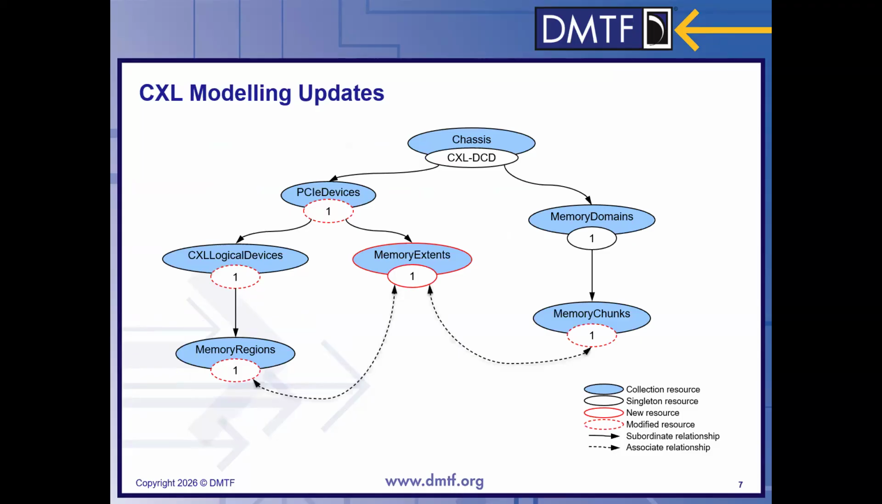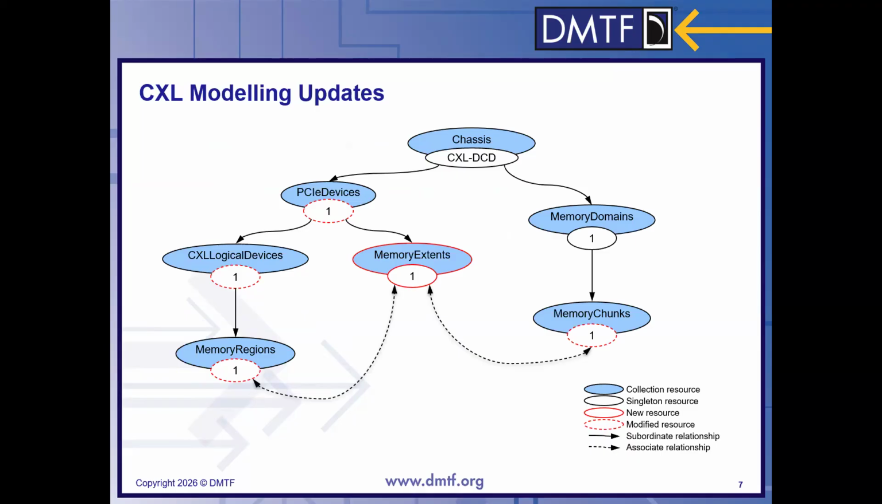So from a pictorial perspective, at the center, we have our new memory extents collection hanging off a PCI device. The reason it's off a PCI device is that this is a shared collection with other logical devices potentially, so you can't tie it to a single logical device. This can move between different logical devices. And so that's why we put that at the PCI device level.